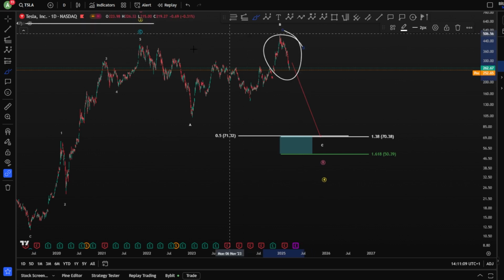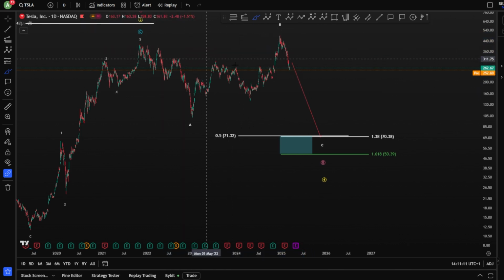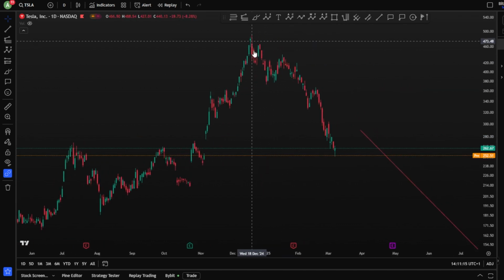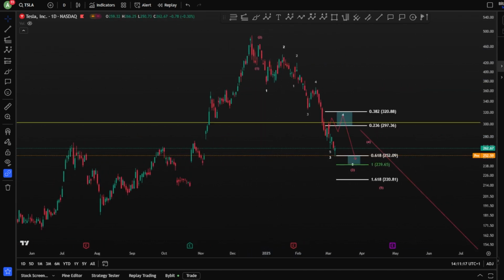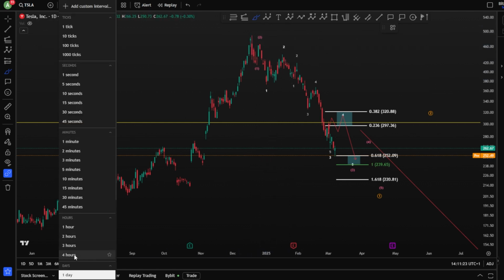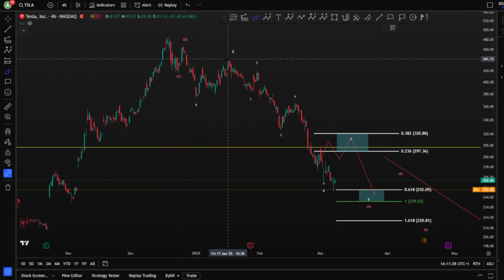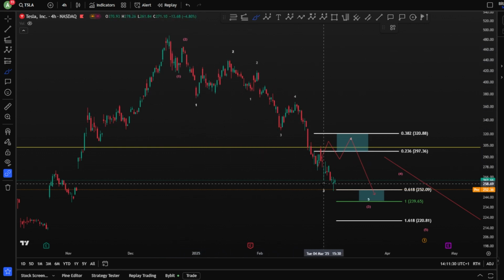Now, inside this impulse toward the downside, if we dive a little closer, we can see that potentially we have several 1-2s. If we put our labeling here, we see 1, 2, 1, 2. I prefer to move to the 4-hour chart to see more clearly. Here we go. We have 1, 2, 1, 2, and then 1, 2, 3, 4, and a 5.